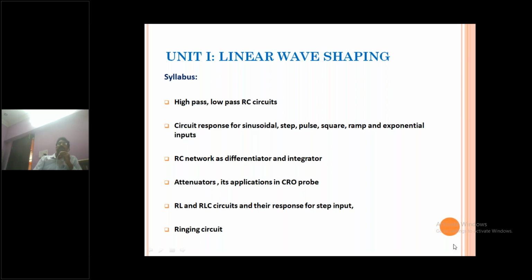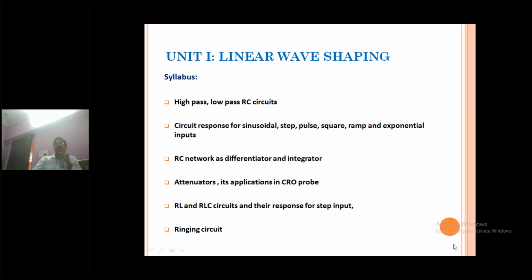Then what are the responses? You will observe the output waveforms and mathematical equations. After that, how the high pass RC circuit acts as a differentiator. Similarly, the low pass RC circuit acts as an integrator. Then, what are attenuators? An attenuator is nothing but simply reducing the amplitude strength.